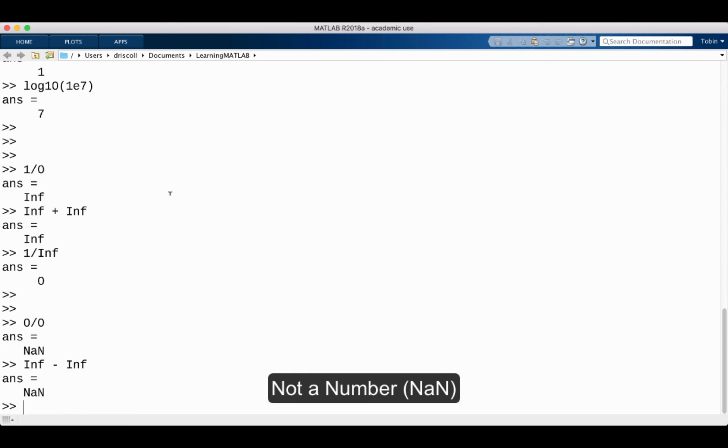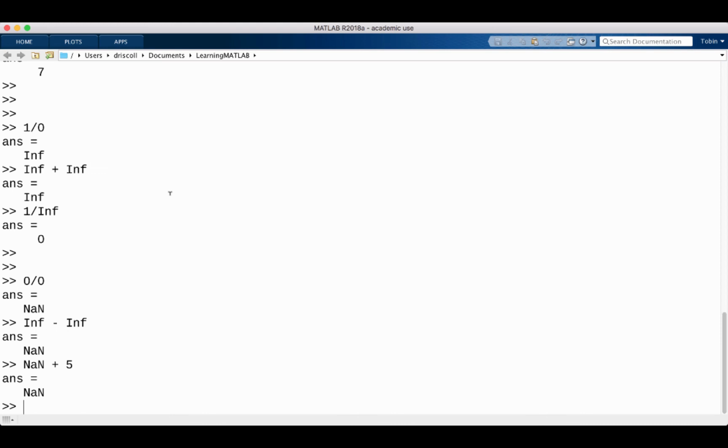NaN stands for not a number. This value has two major uses. You've just seen one. It's the result of an arithmetic operation that is not well defined. The other use for NaN is as a placeholder for a data value that is missing for some reason. Generally speaking, operations that involve NaNs produce nothing but more NaNs.